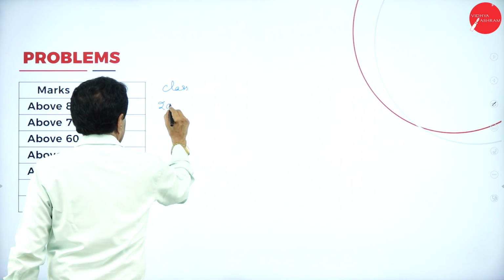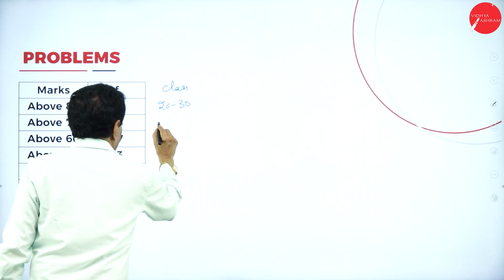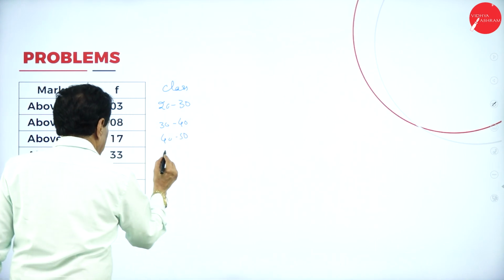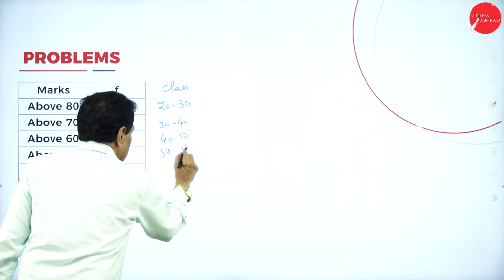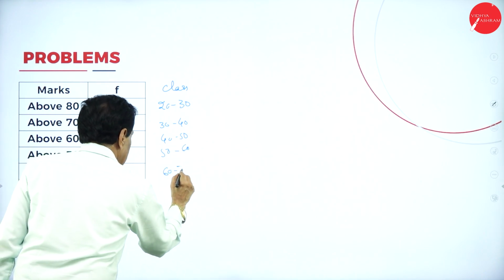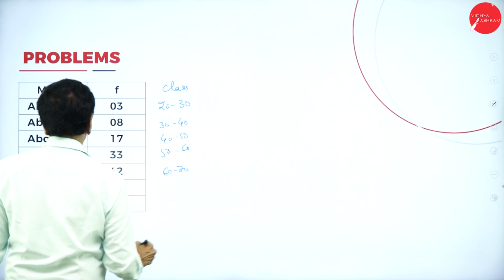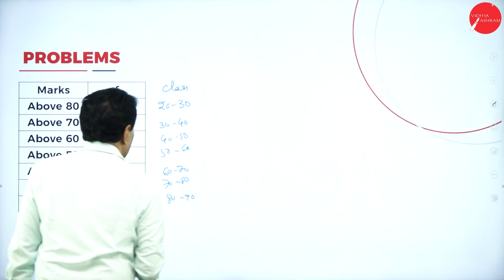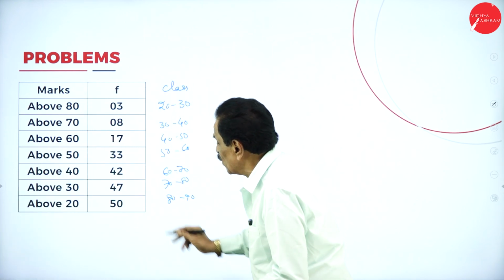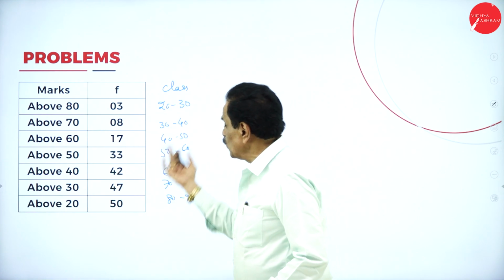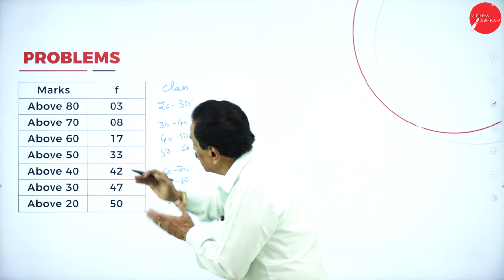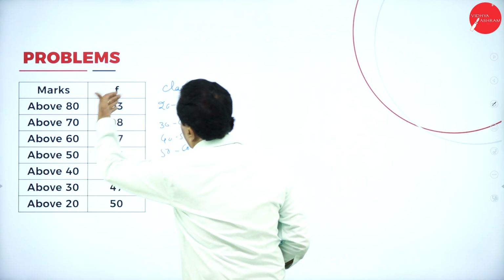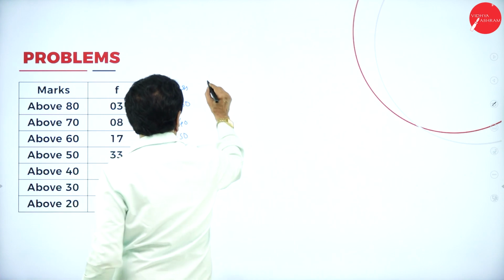20 to 30, 30 to 40, 40 to 50, 50 to 60, 60 to 70, 70 to 80, 80 to 90. Above 80 means this is the real class. Go with the descending order. Above 20 means 20 to 30. When it is in decreasing order, go with the bottom. Above 20 to 30, 30 to 40. Then go. Now you have to find out the frequency.